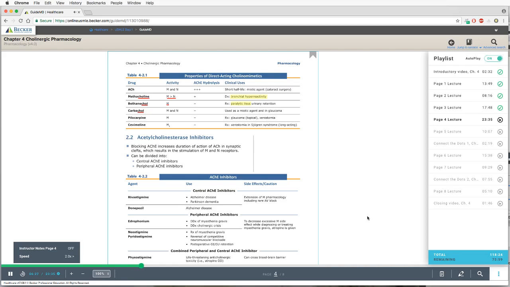For this intent, I've added the drug cevimeline. Cevimeline is actually a muscarinic M3 agonist. And you know what the relevance could be on a board question with a drug like cevimeline.